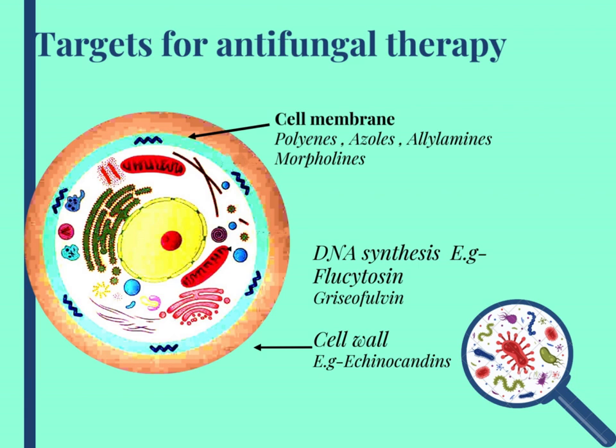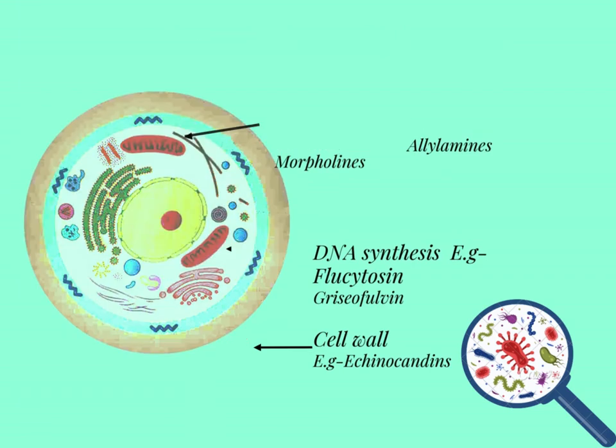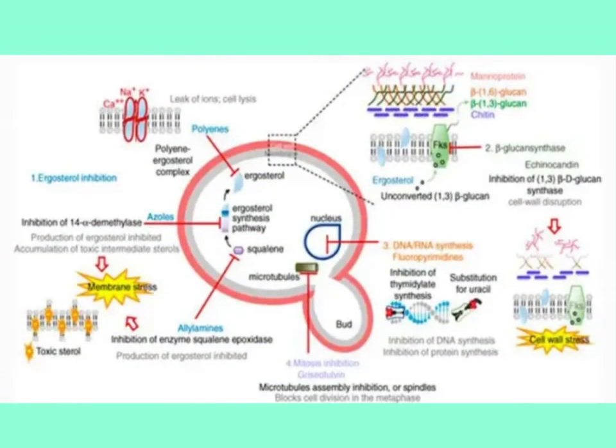3. Allylamines. Target site: allylamines like terbinafine inhibit squalene epoxidase, another enzyme involved in ergosterol synthesis. Mechanism of action: by blocking squalene epoxidase, allylamines disrupt the synthesis of ergosterol, affecting the fungal cell membrane. Effect: similar to azoles, the depletion of ergosterol weakens the membrane, causing increased permeability and cell death.